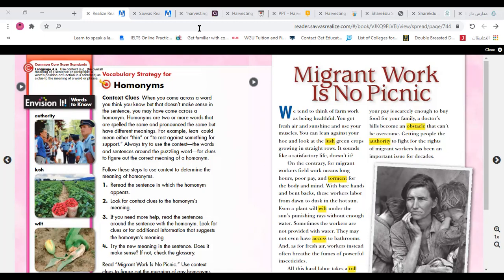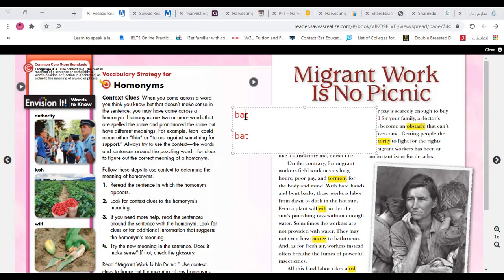What that means is, for example, if I give you the word bat and bat, I can say, for example, Tom hit the ball with the bat. And then I come to the other one and I say, I saw a bat outside and I got frightened.